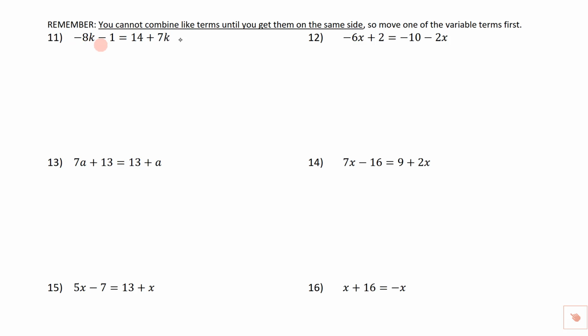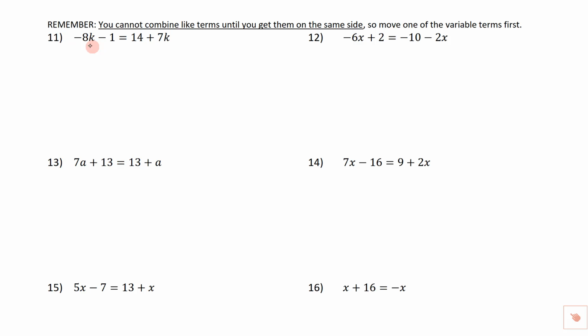Now, if we take a look at this one right here, we can either move the negative 8k or the positive 7k. Normally, it's a good idea to move the smallest one, the one that's most negative. That would be this one right here. So we're going to move the negative 8k. Now, please don't start moving the numbers. Don't move the constant 14 or the constant negative 1 until you know which side the variable is going to end up on. That's going to make it a lot easier.